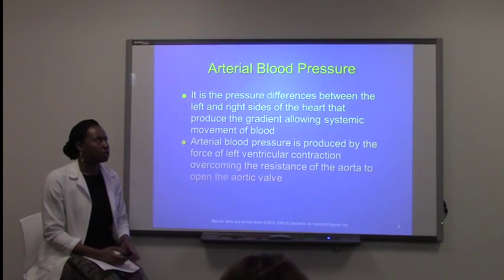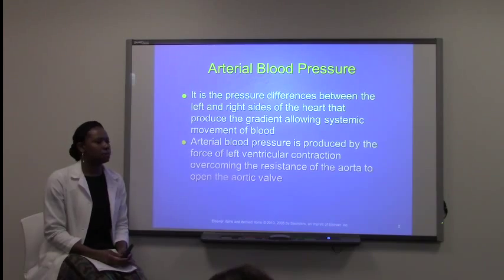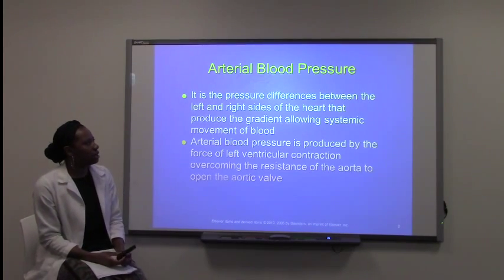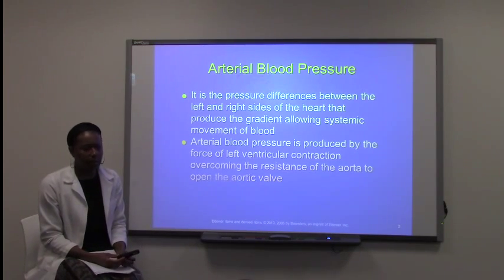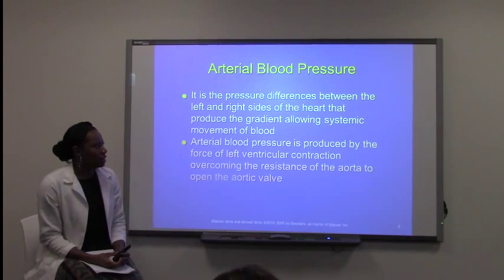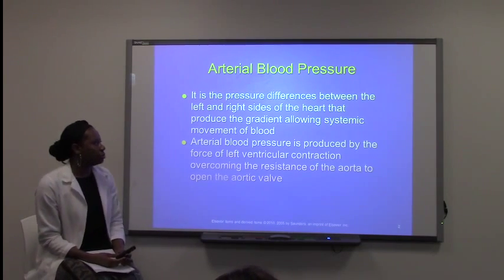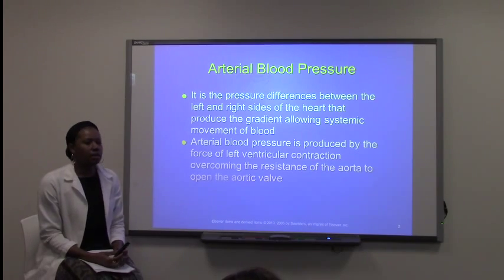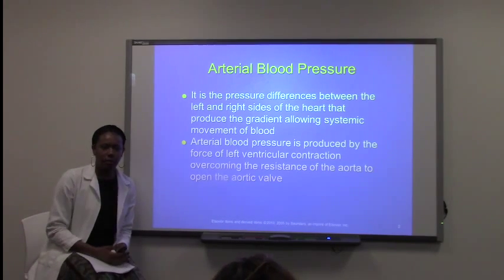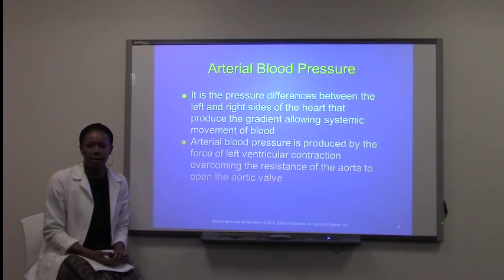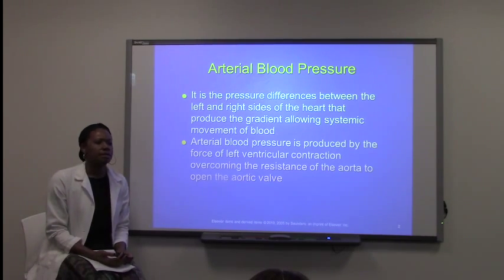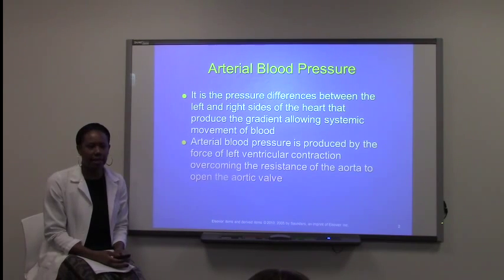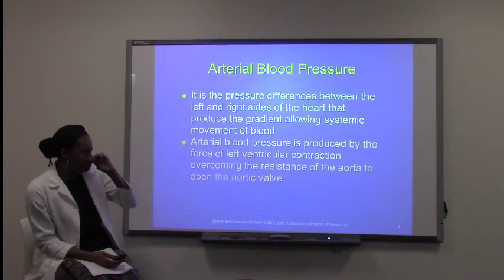So keep in mind that arterial blood pressure, as we know, is the difference between the pressures of the left and right sides of the heart and how that gradient goes along the systemic movement of blood, okay? Please keep in mind, you know the difference between systolic and diastolic. I think we all know that by now. Systolic is going to be what? Contraction of the ventricles, if we're talking about the cardiac cycle, so to speak. And then diastolic is going to be what? Relaxation. Okay, so just keep that in mind.